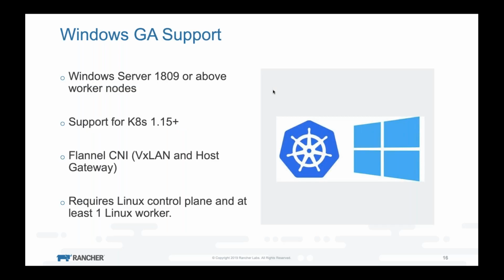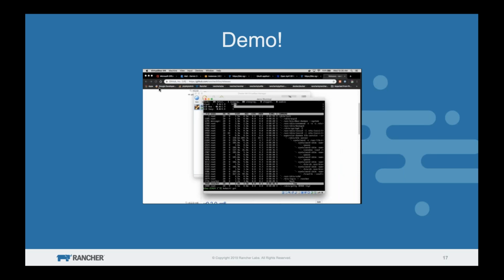So taking a look at the Windows GA support, this is a big feature that's come in. We'll be able to now run on Windows Server 1809 or above for the worker nodes. We're supporting Kubernetes 1.15. You'll be able to use the Flannel CNI driver. You do need a Linux control plane node, at least three for availability, and at least one Linux worker to run some of the system add-ons. But Kubernetes on Windows is now GA in Rancher 2.3. And so let's quickly, or not quickly, let's take a look at that right now.